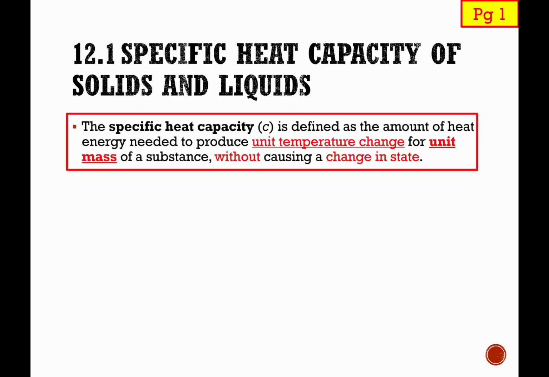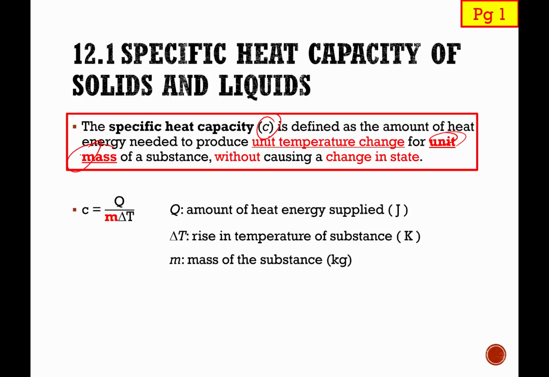And then specific heat capacity is defined as the amount of heat energy needed to produce unit temperature change for unit mass of a substance without causing a change in state. Specific heat capacity is denoted by the small c, whereas heat capacity is denoted by the capital C. And the equation differs from heat capacity basically by the per unit mass. Okay, so essentially specific heat capacity is Q divided by m per unit change in temperature, or in other words, it is basically the heat capacity per unit mass.